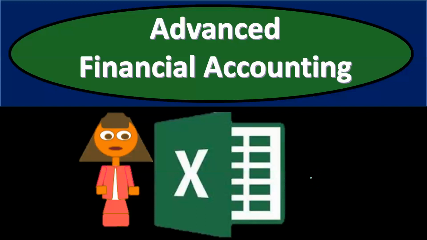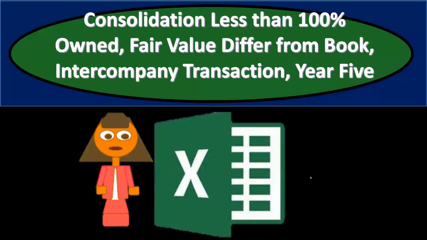Advanced Financial Accounting Excel Practice Problem. In this presentation, we will work a practice problem in Excel related to a consolidation where we have a parent-subsidiary relationship, the parent owning less than 100% of the subsidiary. We will have a difference between the fair value and the book value of depreciable assets that we will be dealing with, as well as an intercompany transaction.